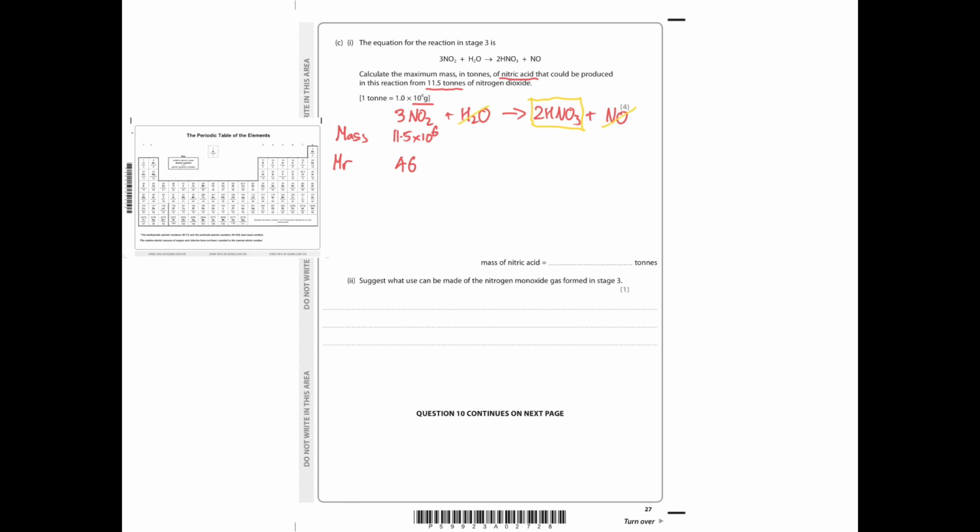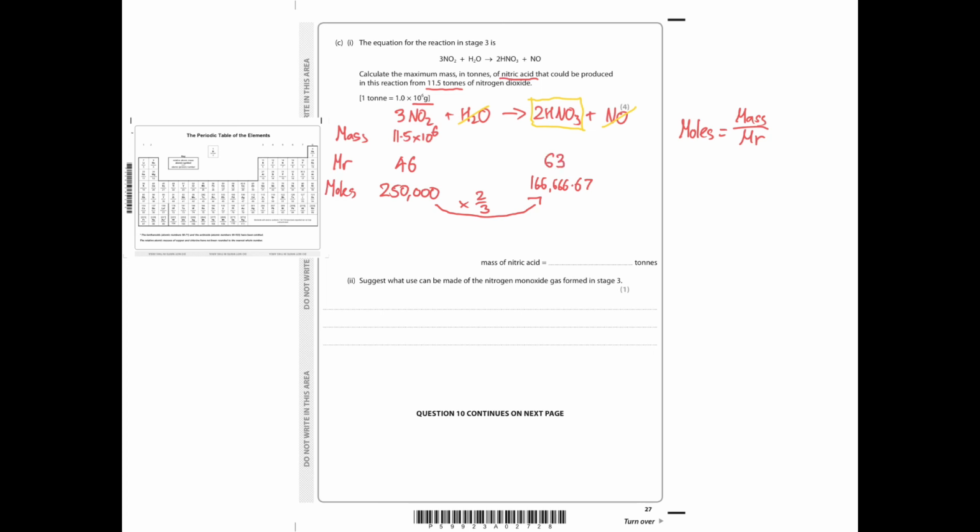I then calculate the moles of nitrogen dioxide. I do this by using moles is equal to mass over MR, which in this case is 11.5 times 10 to the 6 divided by 46, which gives me an answer of 250,000. I have a 3:2 ratio between my nitrogen dioxide and my nitric acid. Therefore, my 250,000 is divided by 3 and times by 2 to give me 166,666.67. Remember not to round this value.